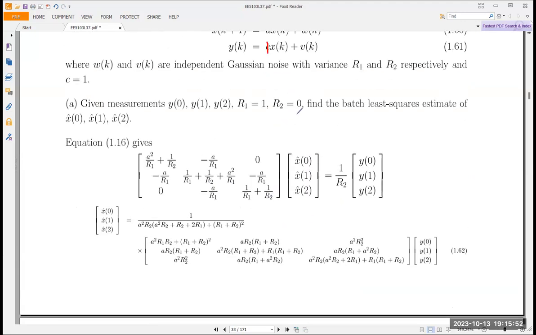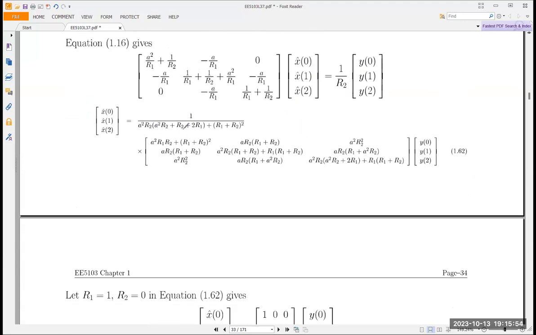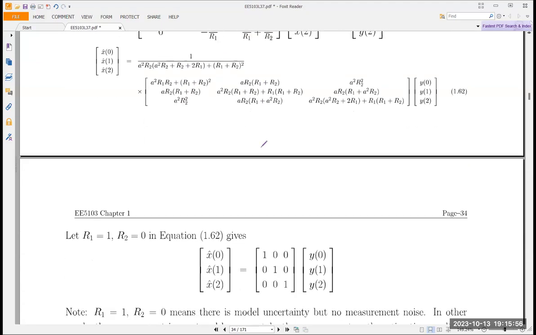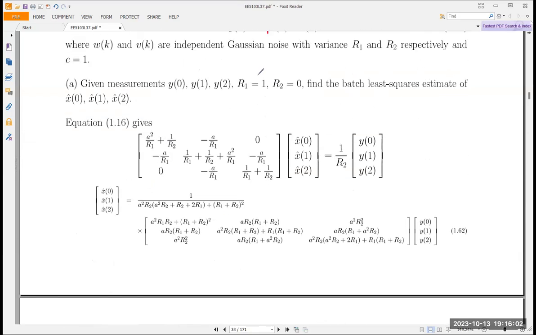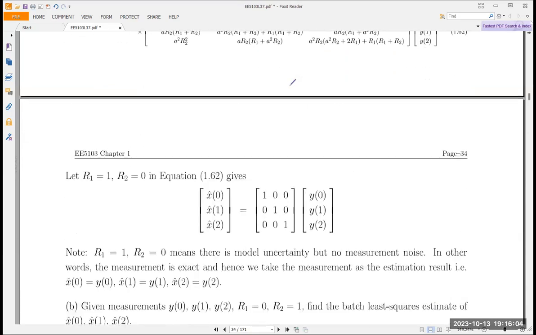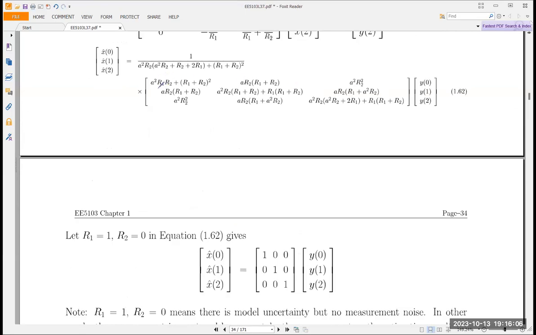Then since R2 is 0, every time I see a R2, I put a 0, 0, 0. You'll find that the maths is like that, which means the question says R1 is 1, R2 is 0. So every time I see R1, I put a 1, R2, I put a 0. You go and do it, you find that this one ends up as this one.